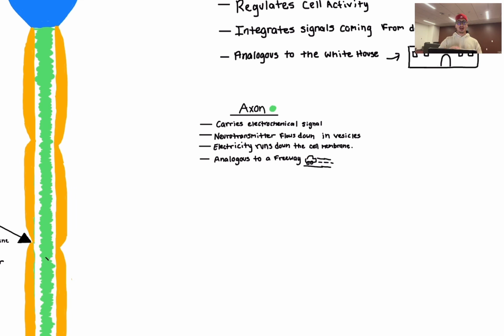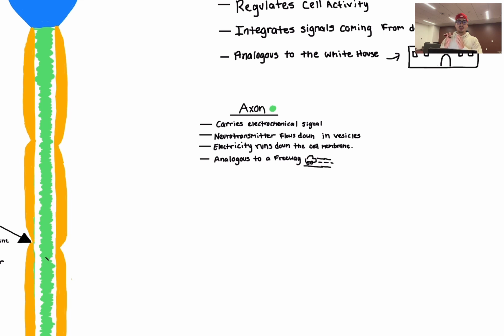Electricity runs down the cell membrane, so it runs down in this little white area right here, right up and down. And I want to say it's analogous to the freeway, because when you're on the freeway, you're hauling butt. You're going to be going, sometimes, I know, some of y'all, maybe you go the speed limit, okay. But still, in terms of speed, you usually go fastest on the freeway. And when you're on the freeway, it's all or nothing.